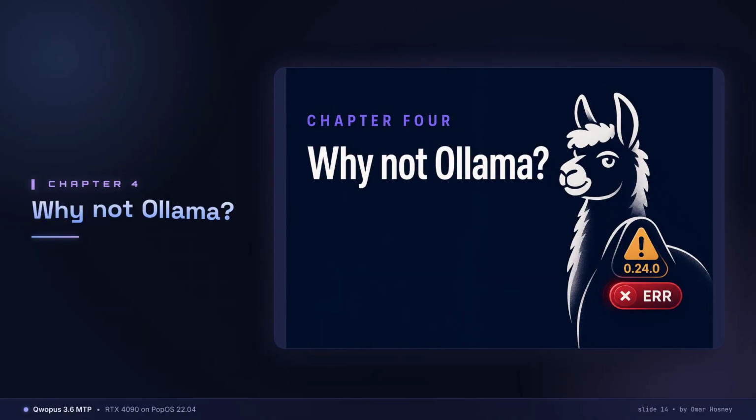A fair question, because Ollama was already installed on the test box. Before building anything from source, the honest move is to try the simpler path first. So let me show you what happened when I tried it, and why I ended up back on llama.cpp anyway.